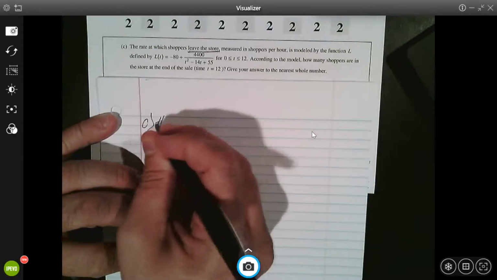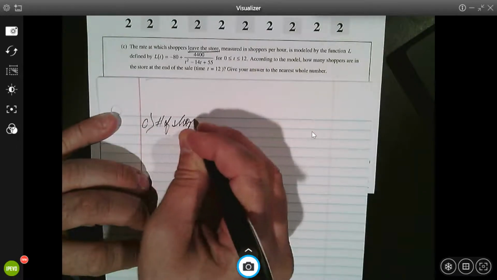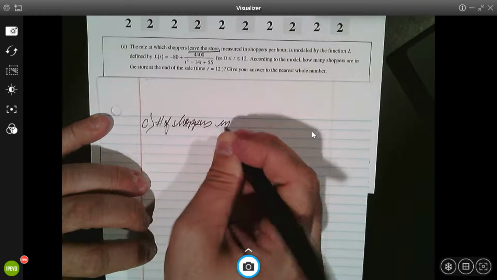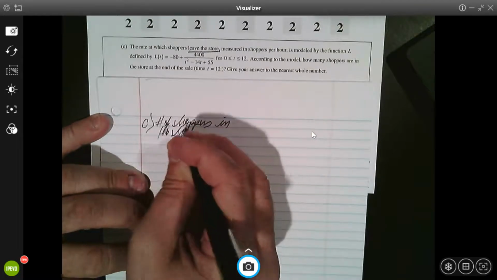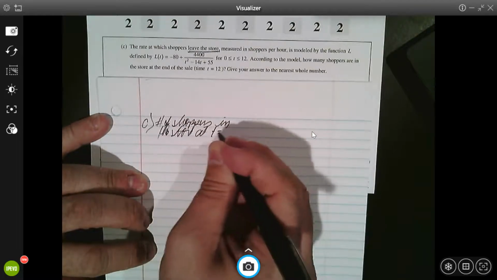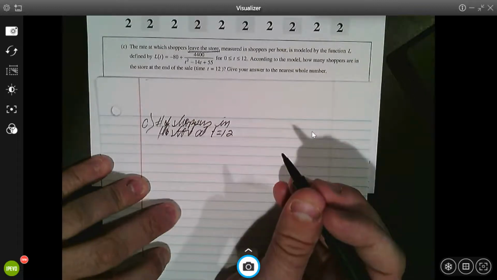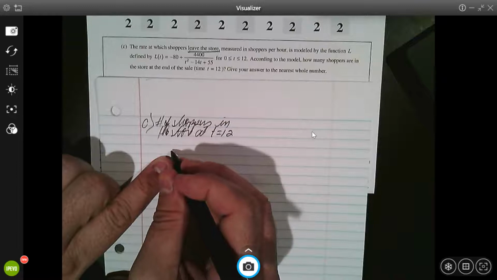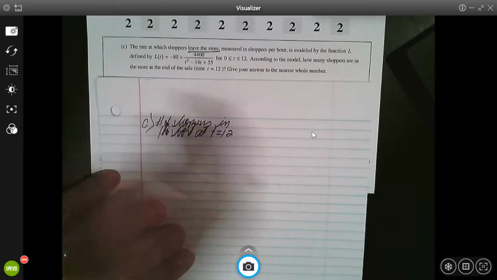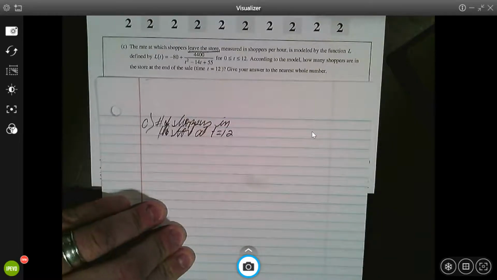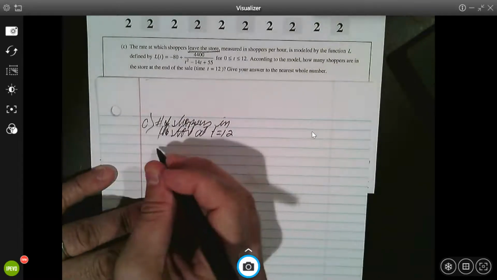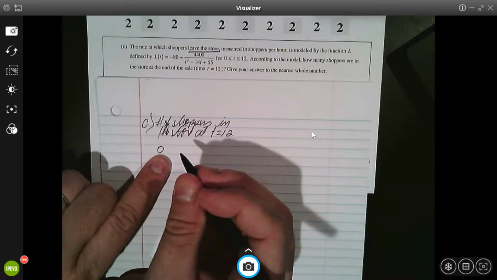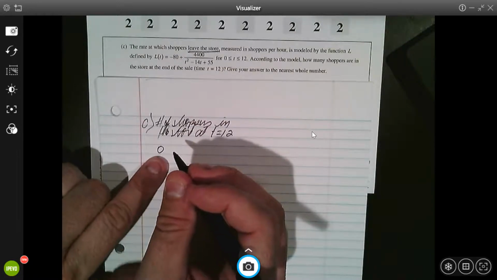Well, let's think about what happens. So number of shoppers in the store at t equals 12, we need to keep in mind a couple of things. If there were people in the store at the very beginning, that's time t equals 0, we need to include that. If you need to go back and read the problem again, feel free. What we were told in the beginning is that there's nobody in the store at the beginning.